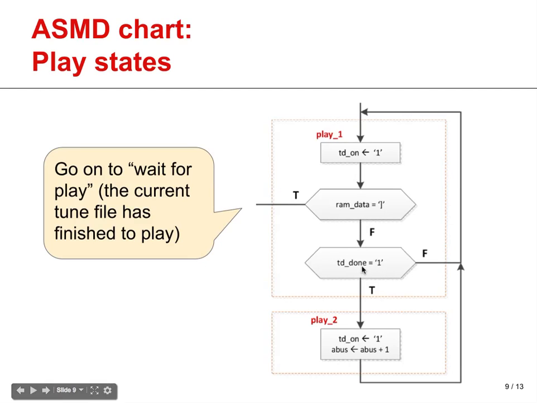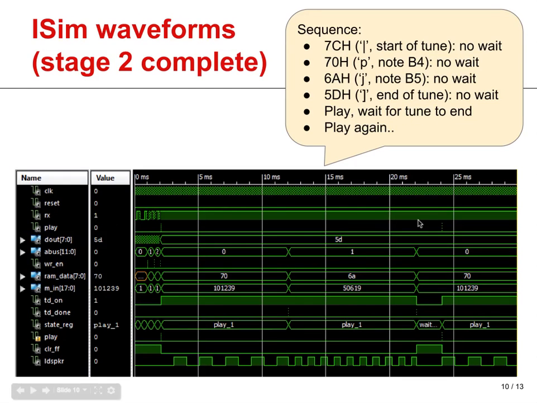And this is done consecutively until the close brackets ASCII code comes out from the RAM memory, in which case we will go again into the wait for play state until a new file starts to arrive or the play button is pressed once again.